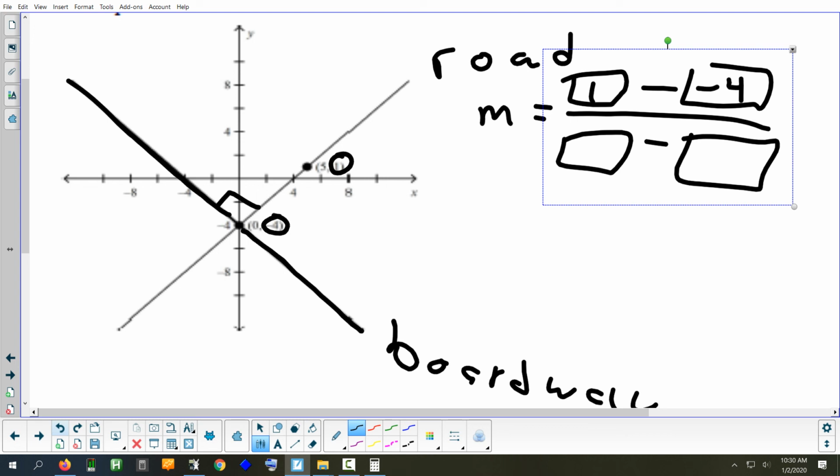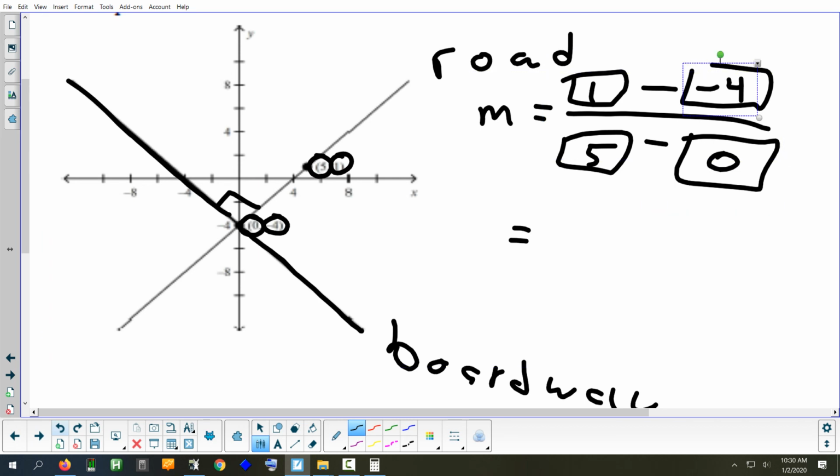Now, x2. Which number is x2 in this problem? 5. It's right there. And which number is x1? 0. Well, that'll be easy to do arithmetic with. So, let's find the slope. 1 minus minus 4, let's just go like this. Plus. What's 1 plus 4? 5. What's 5 take away 0? 5. And what's 5 divided by 5? 1. So that's the slope of the road.